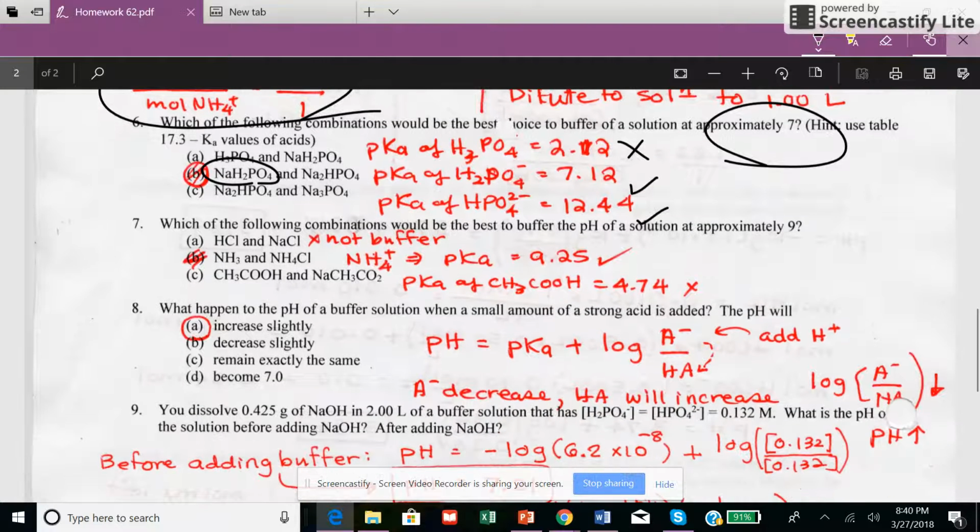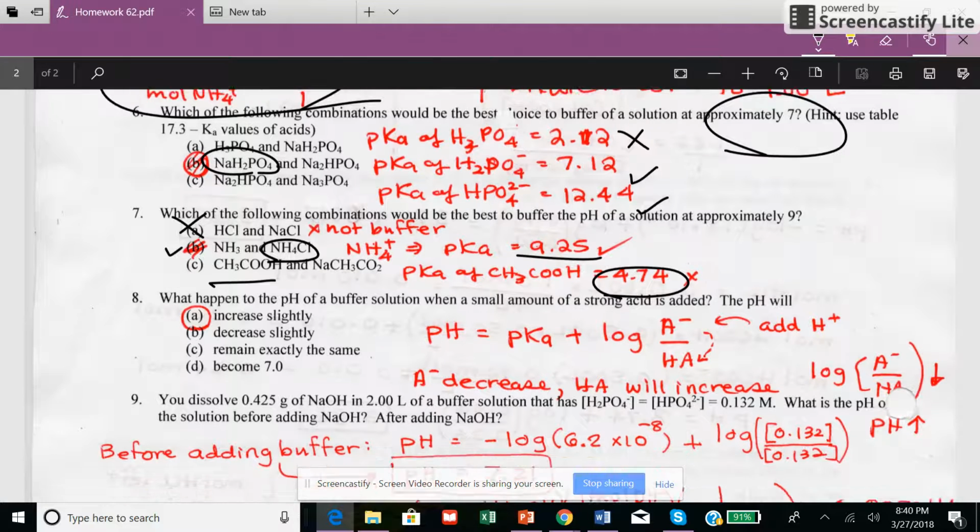Number 7, which of the following combinations would be the buffer with a pH approximately 9? This is not even a buffer, right? Now the pKa of this is too low, 4.74. Then this one, ammonium, has a pKa of 9.25, so your answer is B.